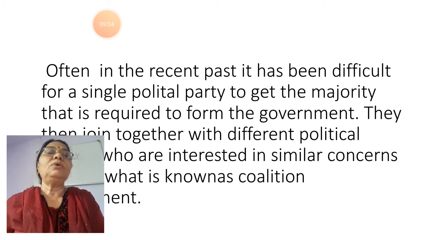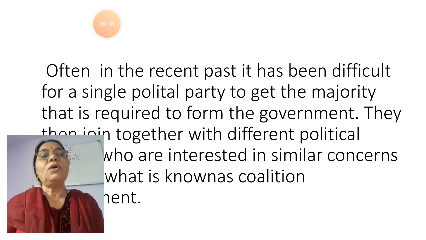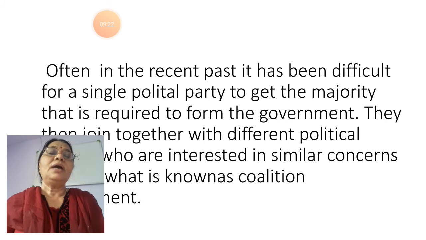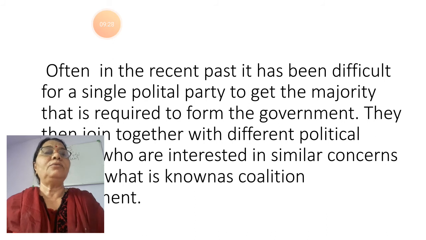Understood? Means what? Whenever a coalition government is there, suppose the help of three parties has been taken, any political party must keep friendly relations, and their coordination is very important. Otherwise, at any time that government can fall. That is the coalition government.